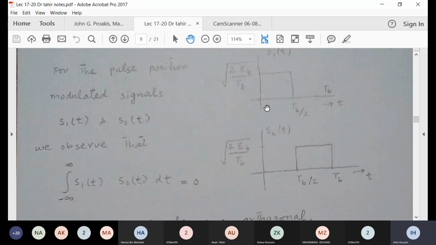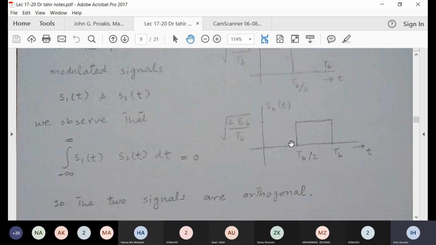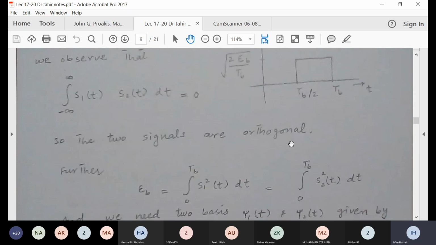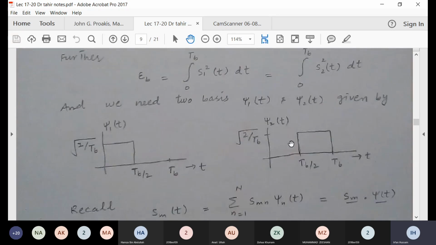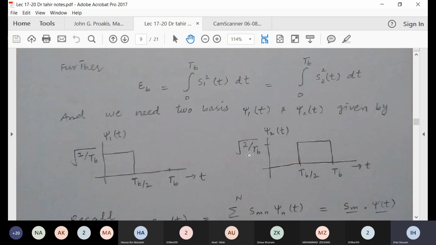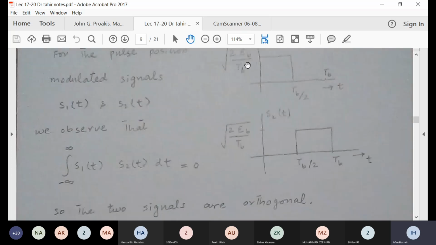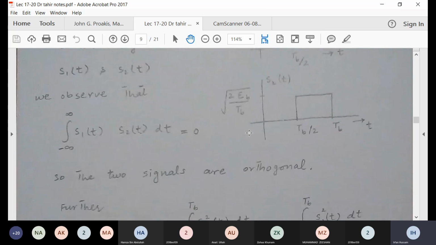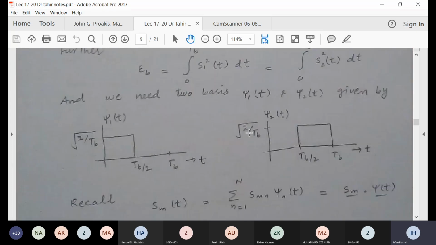This was your binary pulse modulation. You can see that both signals are orthogonal by themselves. This is the main criterion. In that case, you have to choose two orthonormal bases, and they can be easily chosen by just finding the energies and dividing by the energy EB. So you will get these two as the representations. It just comes about by dividing these two signals by under root EB, which was the energy, and you will get these two signals.